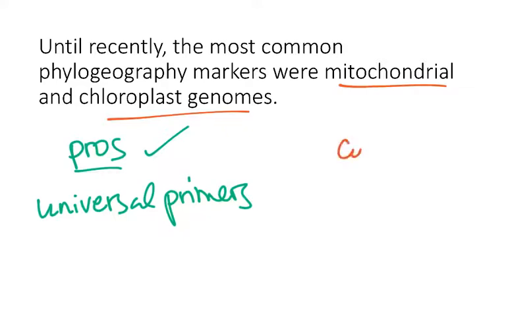But if we think about cons, reasons why it's not so good to use these types of markers, what are the inheritance patterns of mitochondrial and chloroplast genomes? Are they uniparental or biparental? Right, they're uniparental.